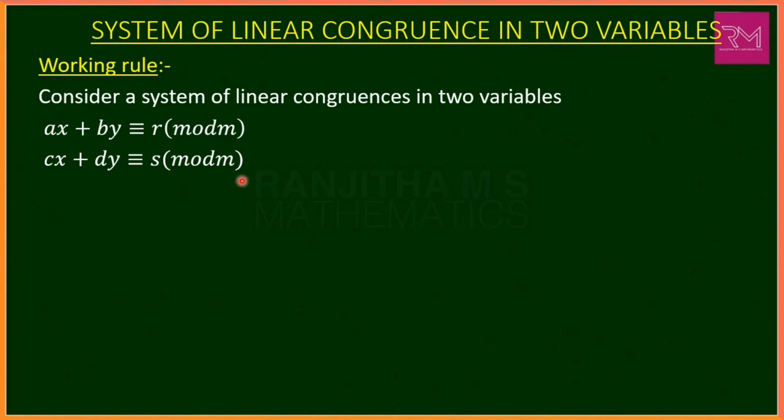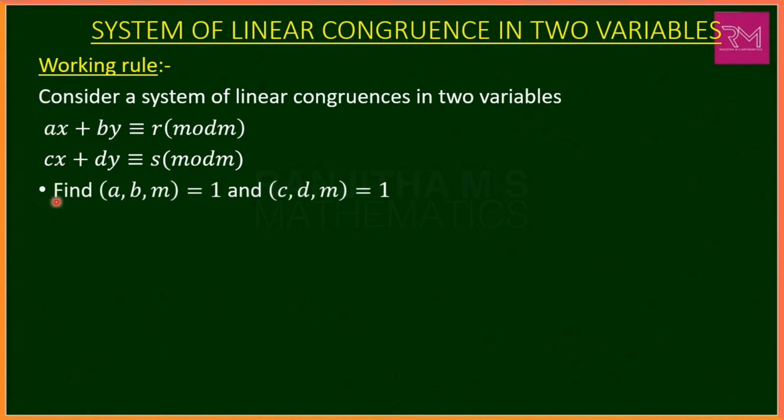In previous videos, the linear congruence was of the form ax congruent to b mod m, but in this video we have to consider a system of linear congruences in two variables. That means in the two variables x and y, we have a linear congruence ax plus by congruent to r mod m. Also, we have another congruence, cx plus dy congruent to s modulo m. They will give a problem in this form.